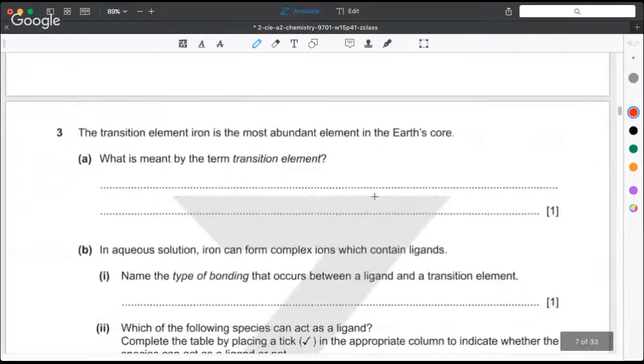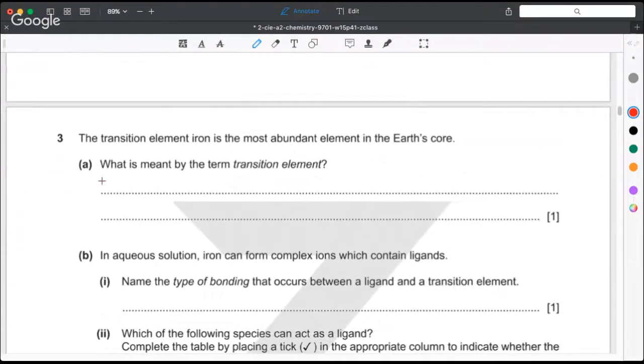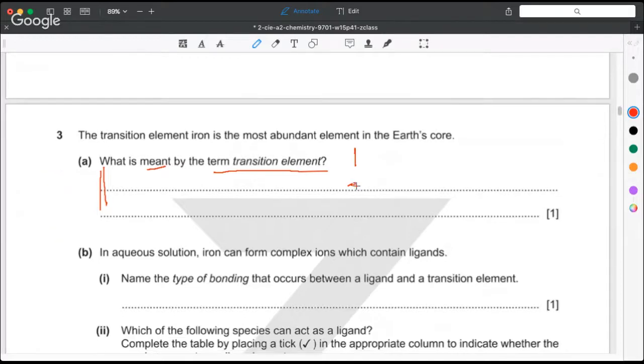Strangely enough, the examiner said that a lot of students hadn't learned a definition for transition element. So again, that's in the mark scheme. That's in your book. That's just something to learn. The examiner said a lot of students hadn't learned that one, so big exclamation mark there. Write it out a few times, try and understand what it means, get the definition of the transition element in there.